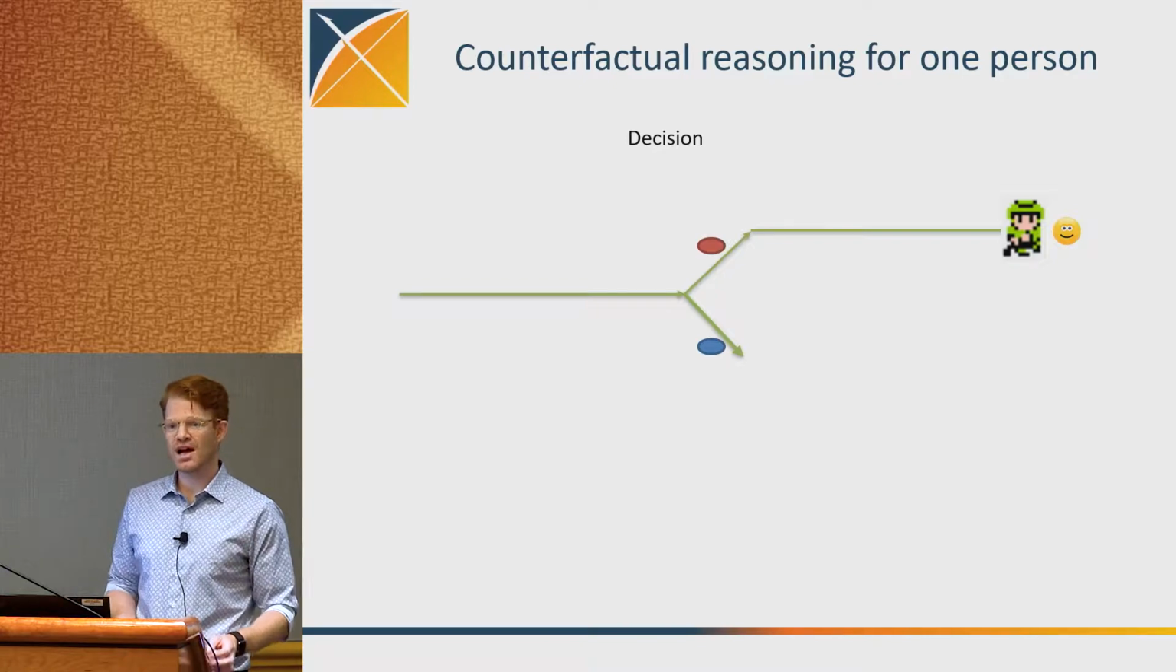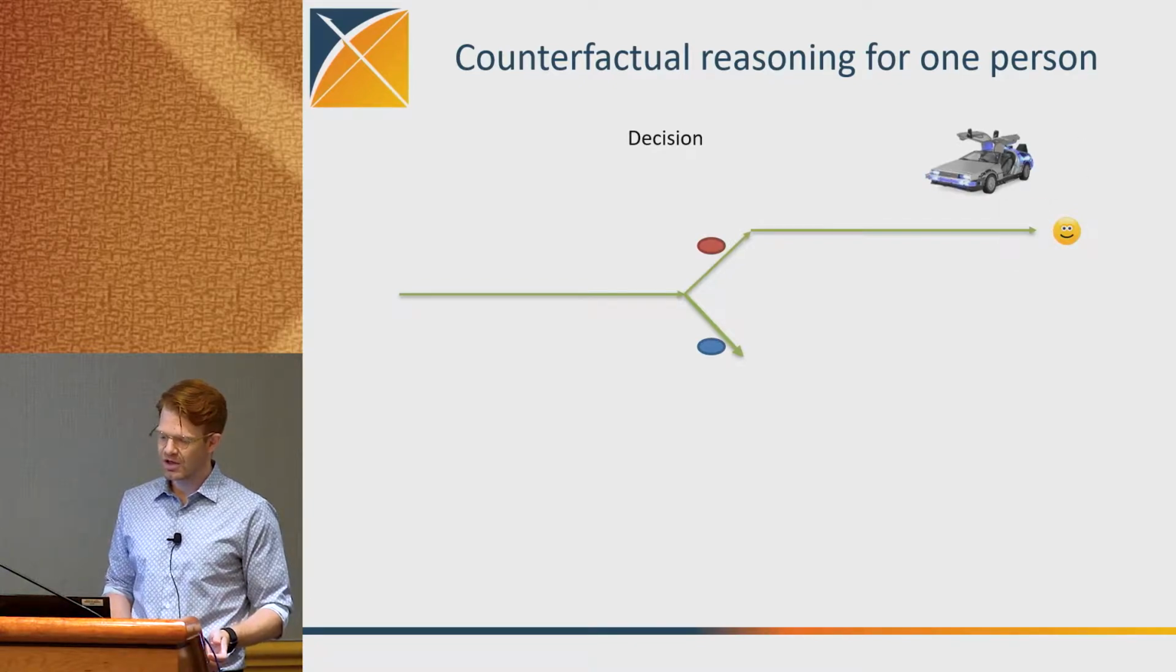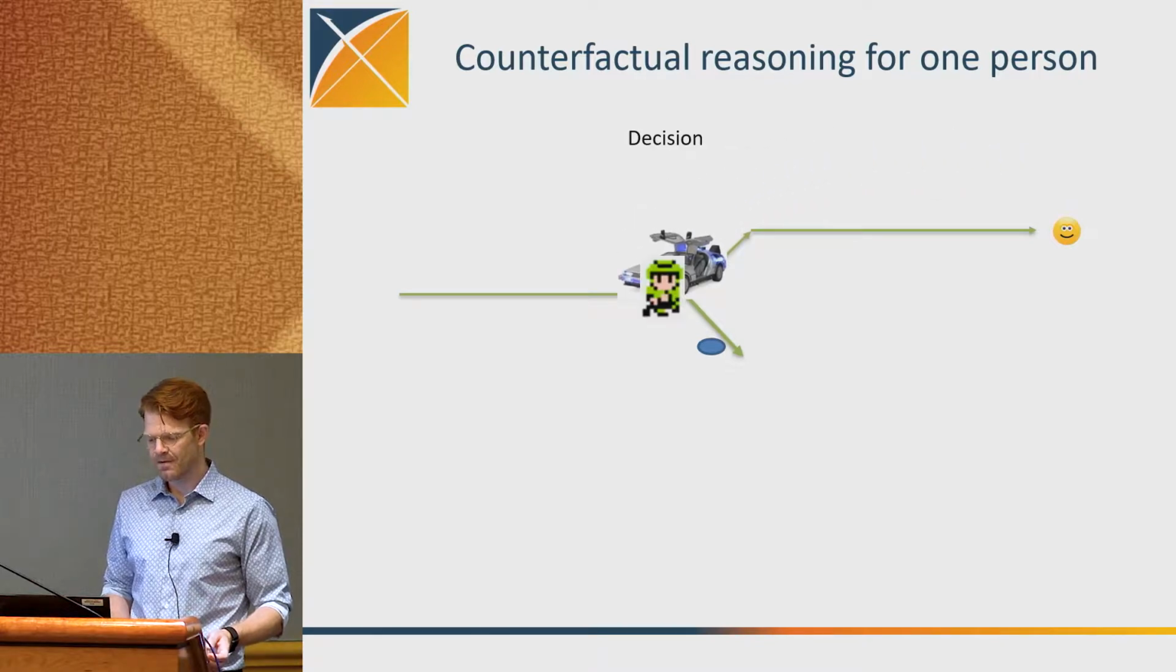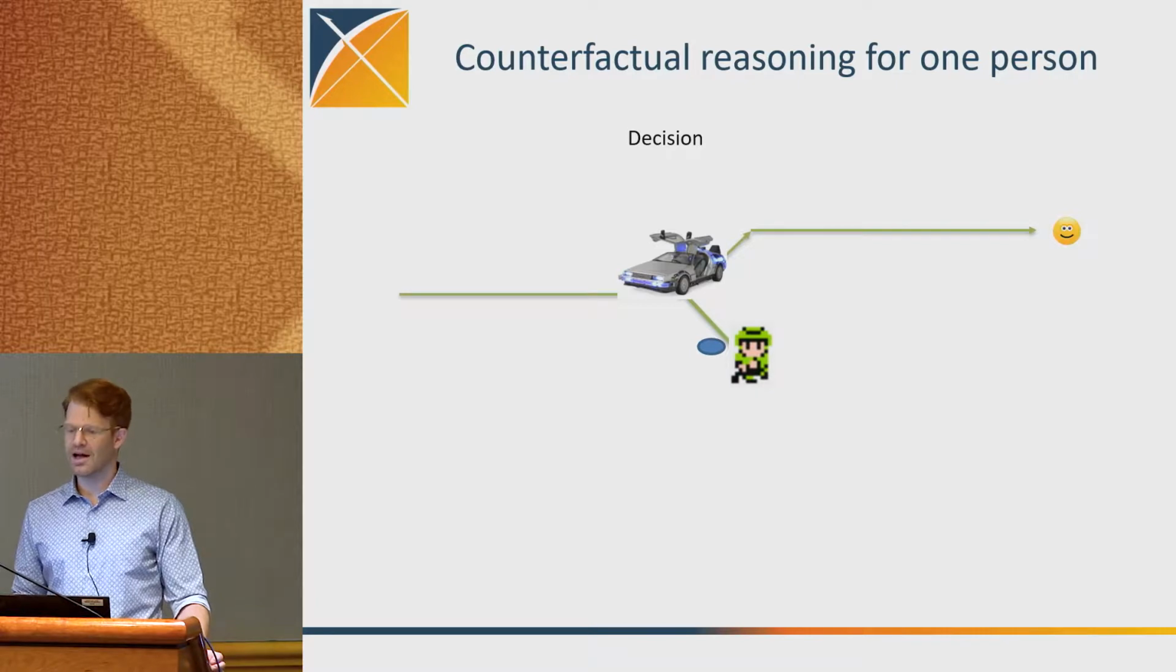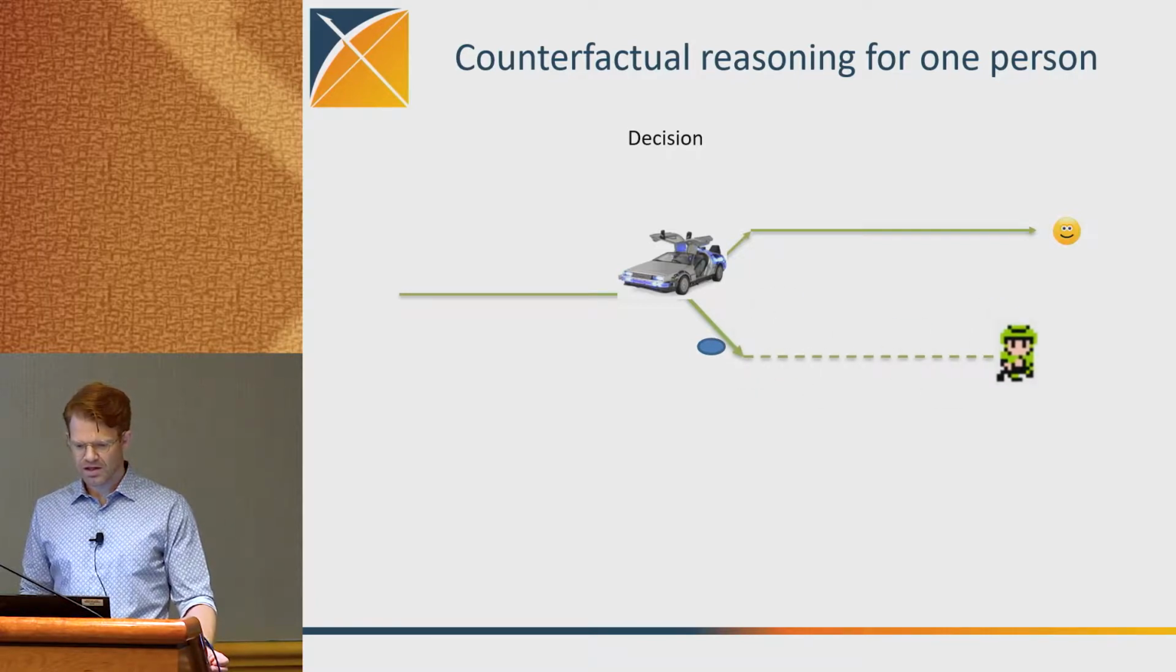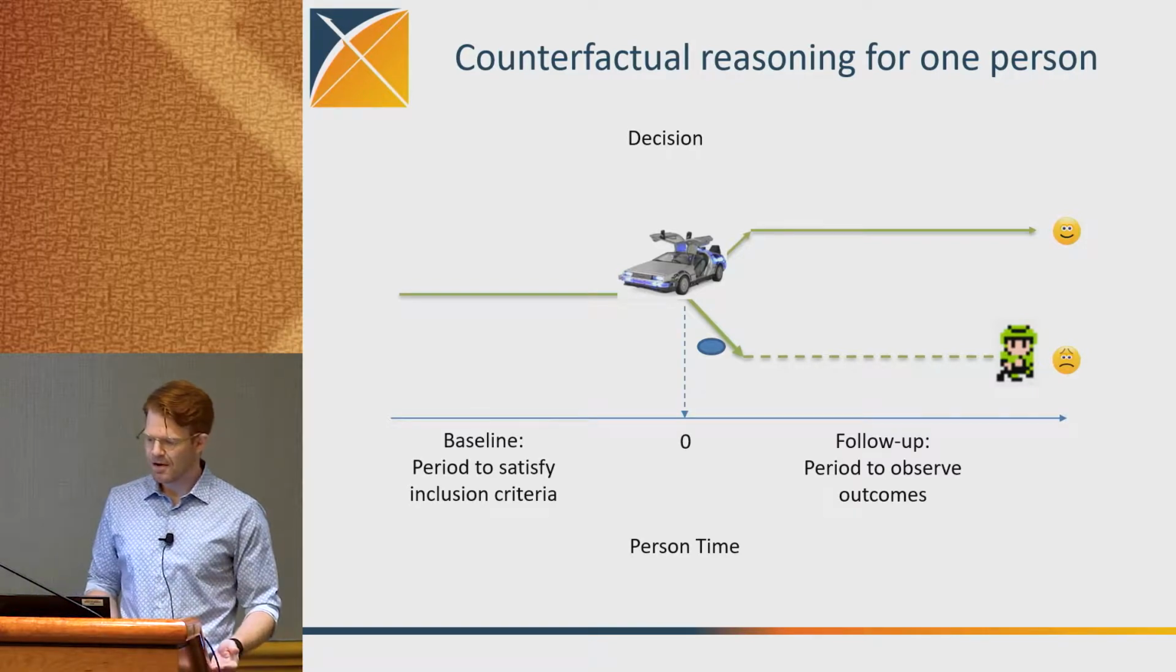But if we want to establish this person's counterfactual, the only way to do it is to take them back in time to that decision point, and then make sure they take the other pill and have the other scenario, which is, of course, great if you have a DeLorean, but you don't. So in this case, under the red pill, this person got a smiley face, and under the condition of the blue pill, they got the frowny face. But of course, you can't observe this for one person.